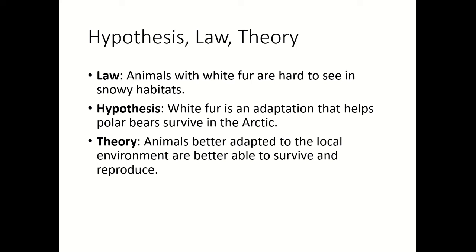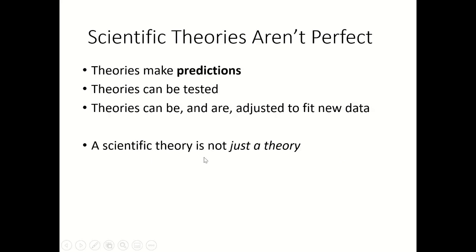Okay, so a law doesn't grow up to be a theory. A theory is the overarching structure that explains lots and lots of laws and has been tested and is supported by many hypotheses that have been tested. Scientific theories aren't perfect because they are human endeavors. They are human efforts to understand the natural world. Like I said, we just really got the final support for the theory of gravity. Theories make predictions. Theories can be tested. Theories are also adjusted to fit new data.